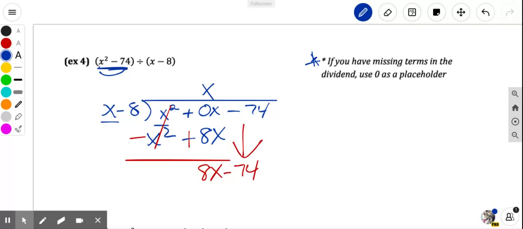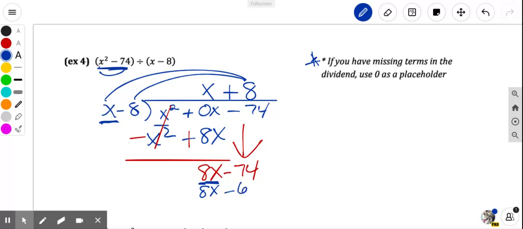Okay, so now I'm thinking about what do I multiply x by to get 8x? It's going to be positive 8. And then multiply. You're going to multiply 8 times x, which is 8x. 8 times negative 8, which is negative 64. Remember, we're subtracting, so we're changing both signs. Subtract, change.